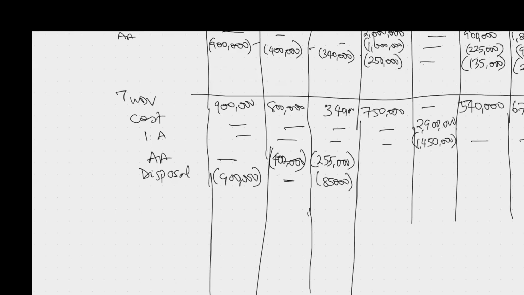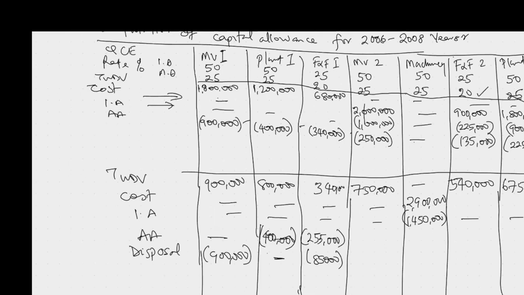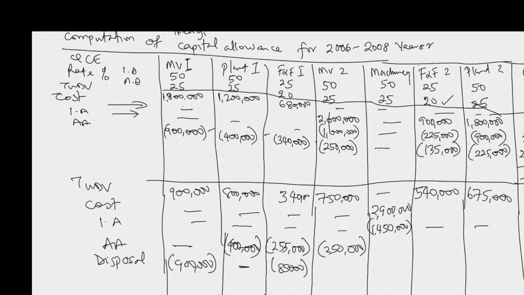Motor vehicle 2. What's the annual allowance? 250K. Machinery. What's the annual allowance? We need to calculate it. So 1,450 divided by 4. Okay. 3,600 to 500.